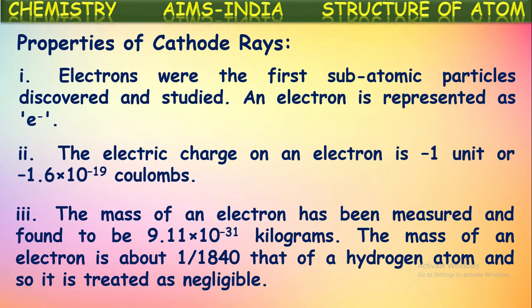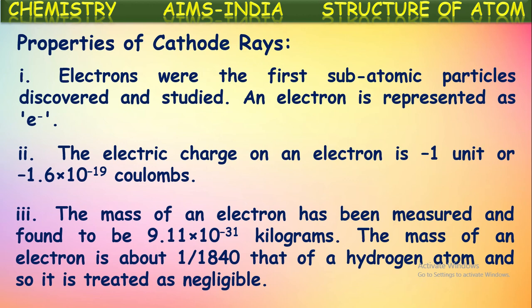This is the charge of each electron, which is generally considered as 1 unit negative charge. The mass of an electron has been measured and found to be 9.11 × 10^-31 kilograms, or 9.11 × 10^-28 grams. The mass of an electron is about 1/1840 that of a hydrogen atom, that is, 1/1840th part of the hydrogen atom's mass.